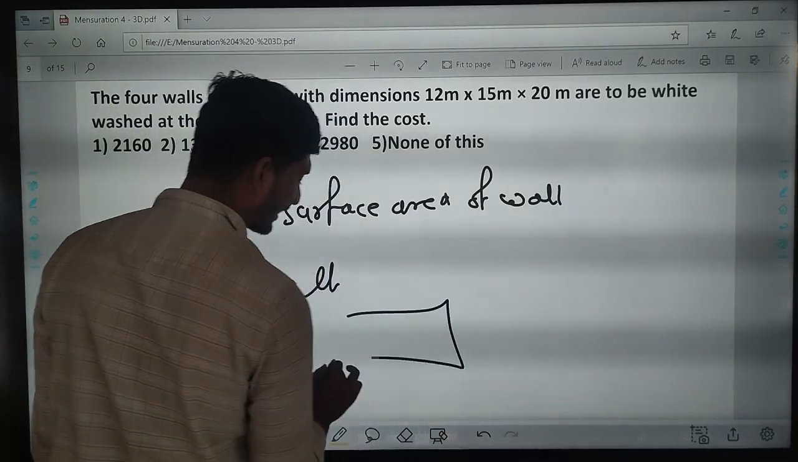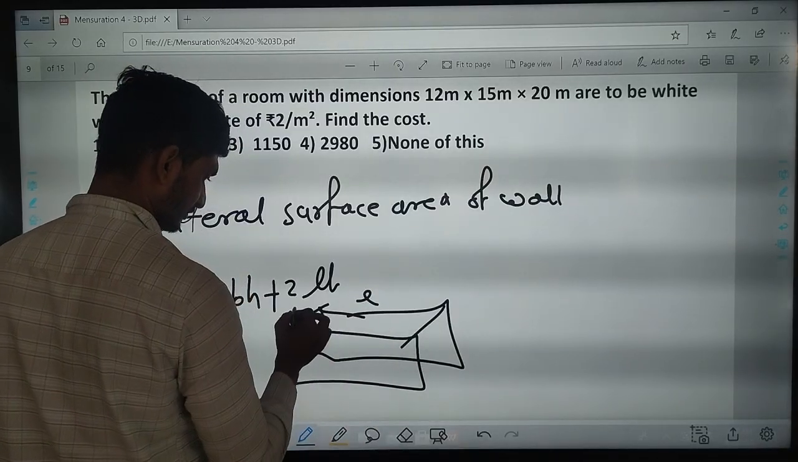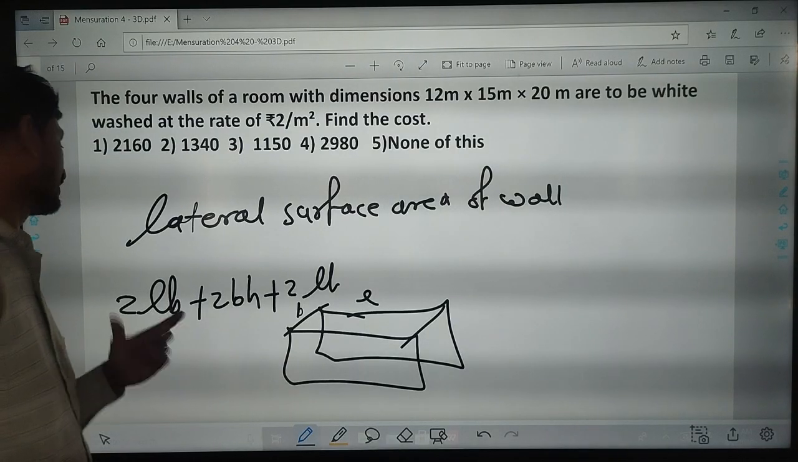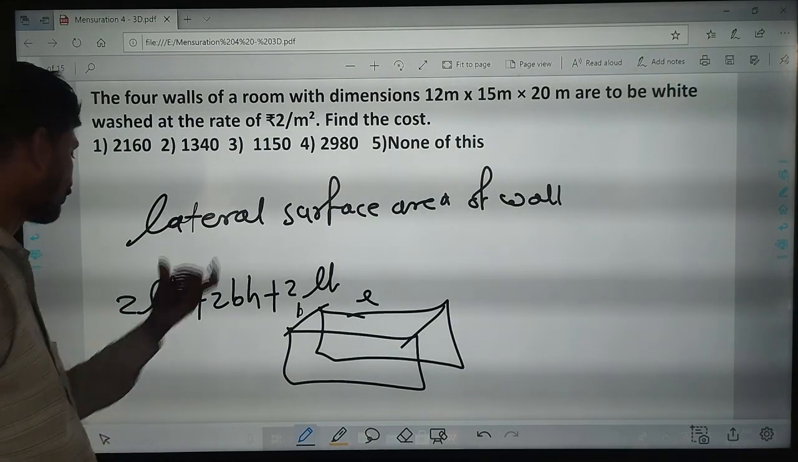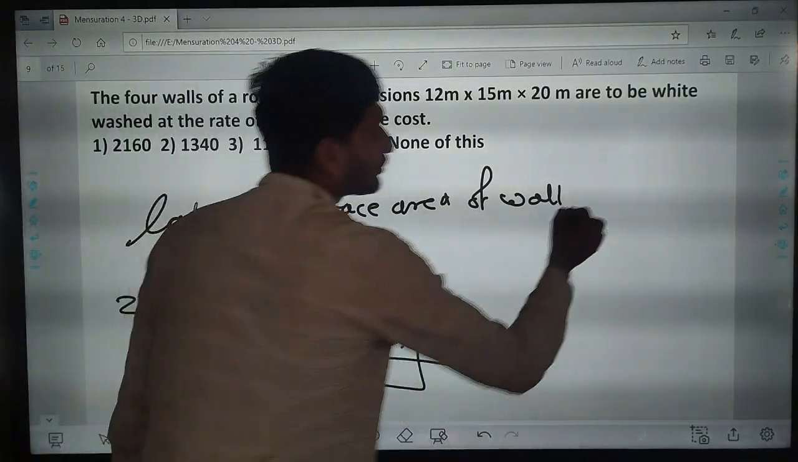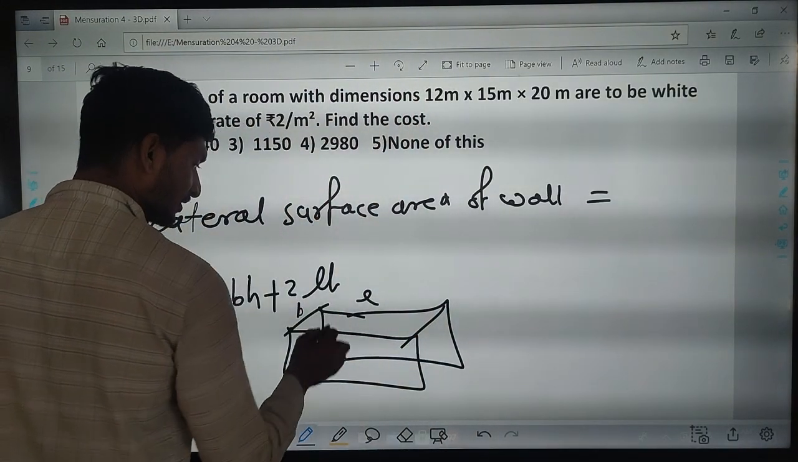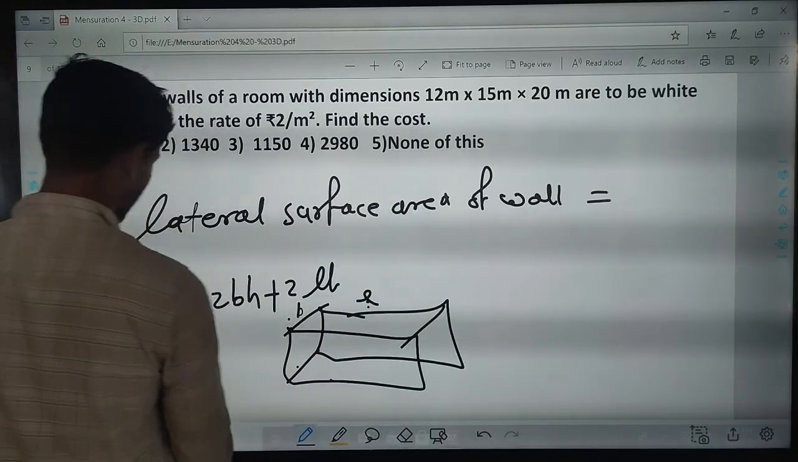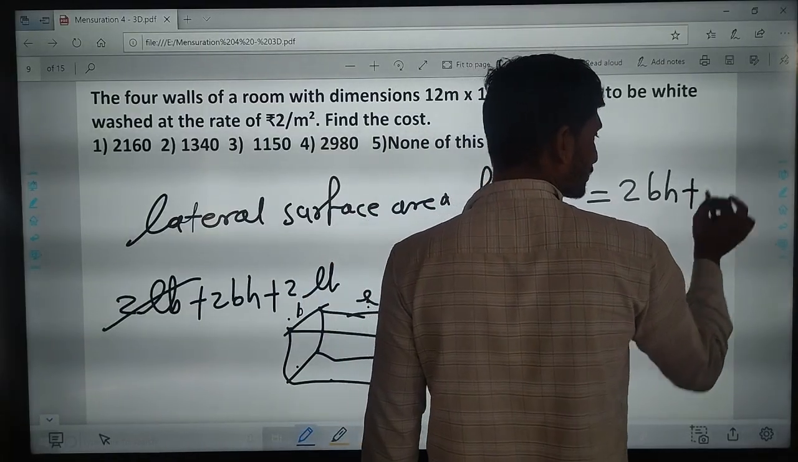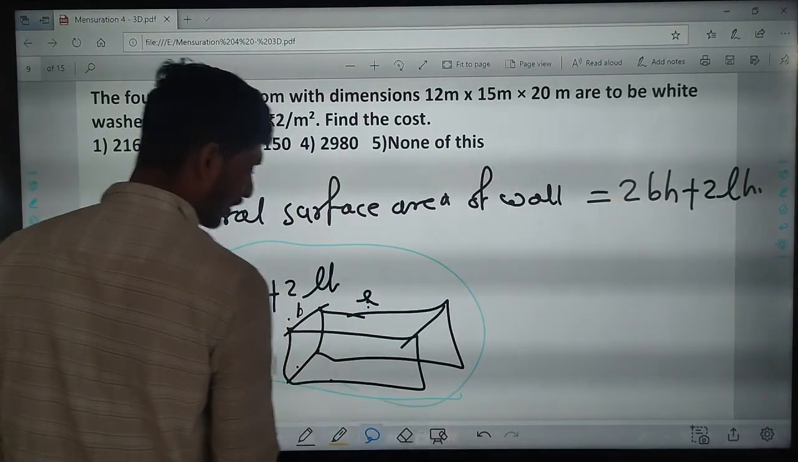Now here we find the lateral surface area. The total surface area of a cuboid or a room is twice LB plus twice BH plus twice LH. We only find the lateral surface area of the wall, so we remove only L into B. That is twice BH plus twice LH. This is the lateral surface area of the wall.